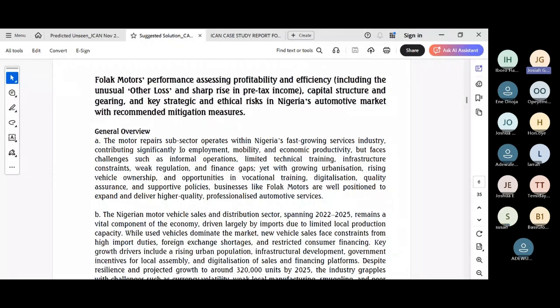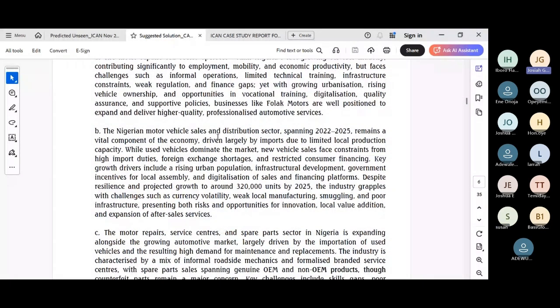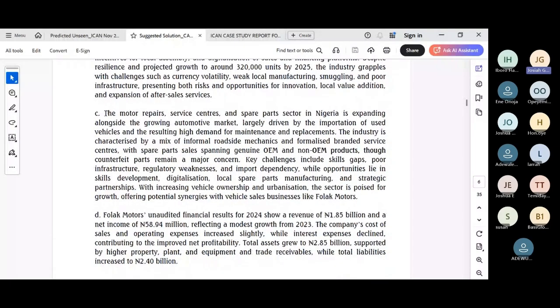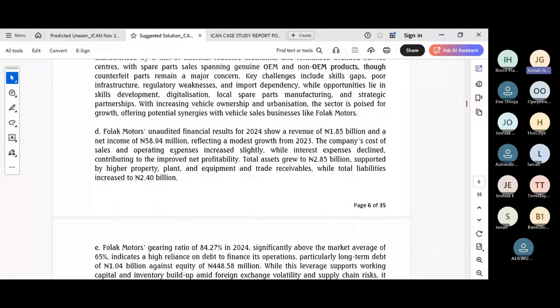So the second point is on the exhibits also. Then the third point is the motor spare parts services center and spare parts sector in Nigeria is expanding alongside the growing automotive industry. Still from the exhibits, coined that. Then this is from exhibit 5, the Preseen, talking about the unaudited financial results, looking at revenue. So that could come here, looking at their performance, their assets. I summarized everything, gave the 4th point.